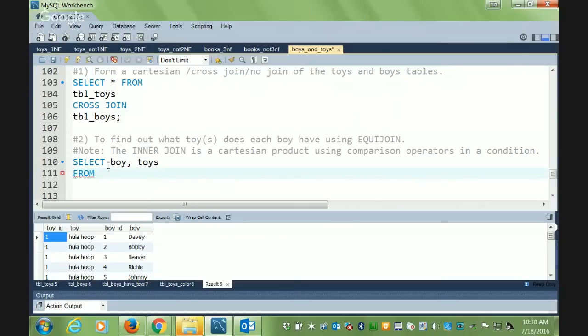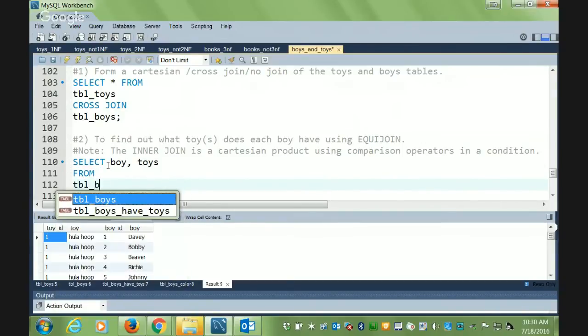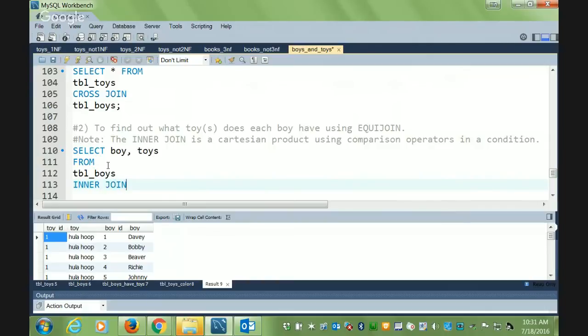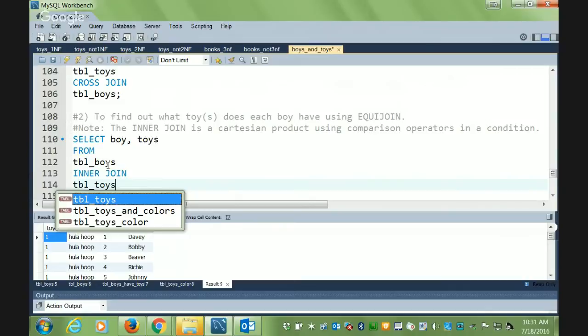So write both your tables here. There are many ways you can write it. I'm going to show you all ways, so please bear with me. I'm just going to write it in a different line so that you can see what I'm doing. So this is coming from the boys table. I'm going to use the words inner join. As I told you, there is inner, outer, natural, and so on, one by one. You want to join this table with TBL toys.